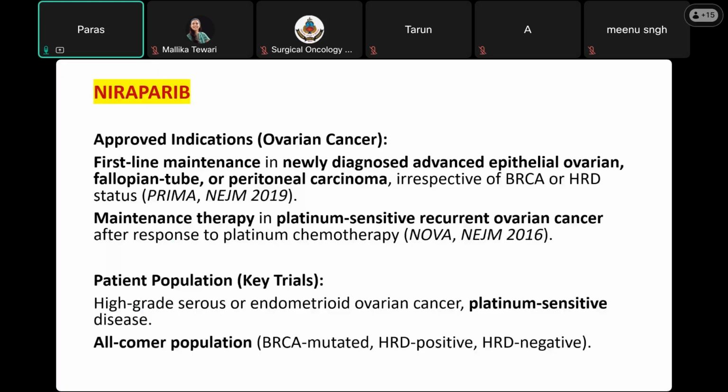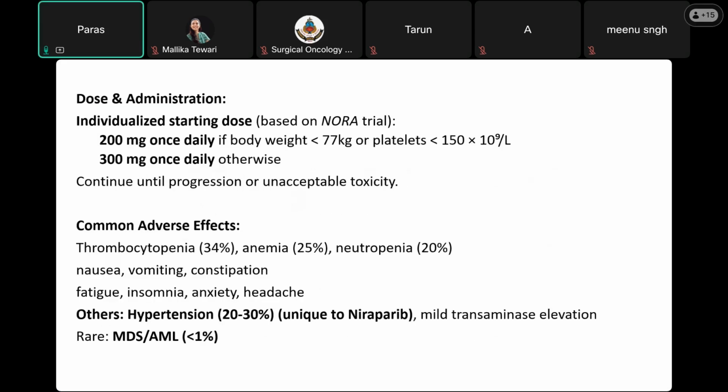Next in line is niraparib, indicated for first-line and recurrence maintenance therapy. The dose is 200 mg once daily if body weight is less than 77 kg and platelet count is less than 1.5 lakhs; this is the initial starting dose, and otherwise 300 mg once daily. The most common side effects are thrombocytopenia, anemia, and neutropenia. Hypertension is unique to niraparib.